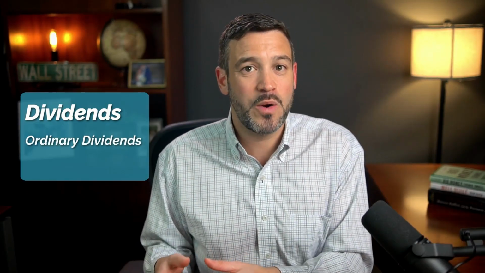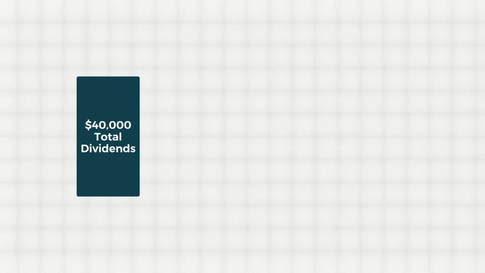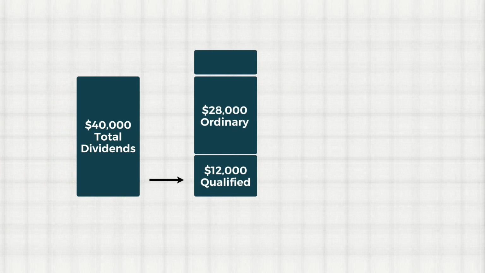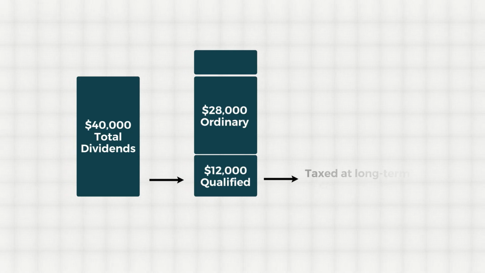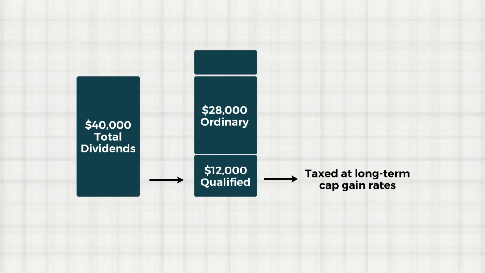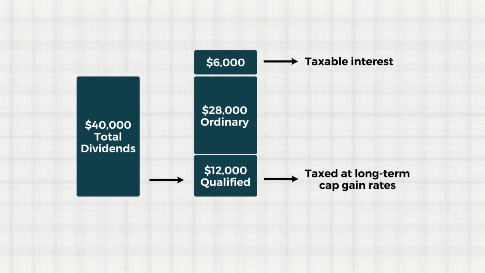So the first thing that we're going to look at is what's called dividends. Now, dividends come in two different shapes. One is ordinary dividends, which is going to go against their ordinary income tax brackets. And the other is what's called qualified dividends. So this couple has about $40,000 worth of total dividends, of which $12,000 is going to be qualified dividends. Now, those qualified dividends are going to go into that long-term capital gains and qualified dividends bucket, which we'll get to in a moment. But on top of that, they also have $6,000 worth of taxable interest.